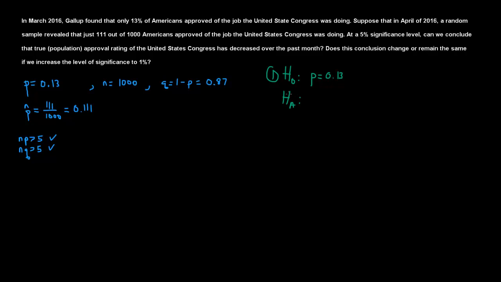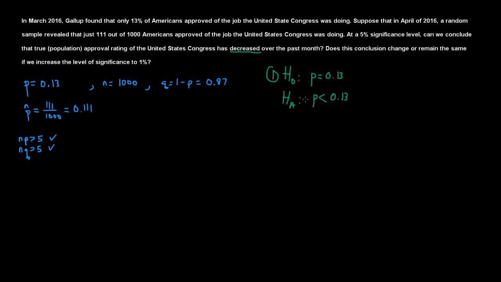Okay, now what are we trying to investigate here? Well, up here, let's see, at a 5% significance level, can we conclude that the population approval rating has decreased? So that's the key word we're looking for here, decreased. So we want to know, is P actually less than 0.13? Okay? So we have the null hypothesis and the alternative hypothesis. That was step one.